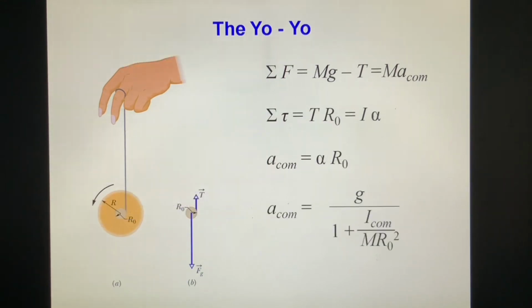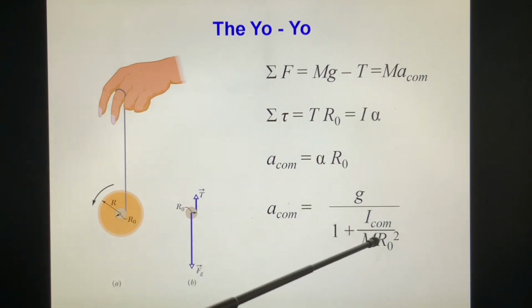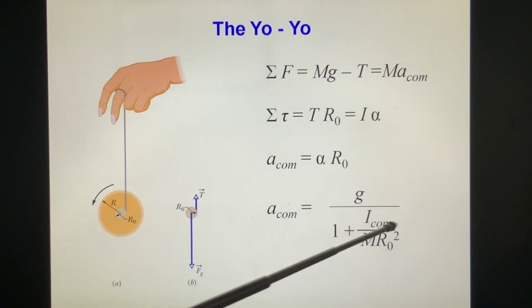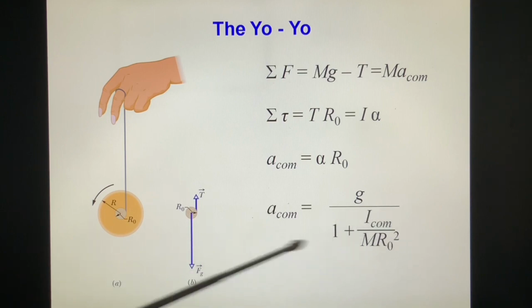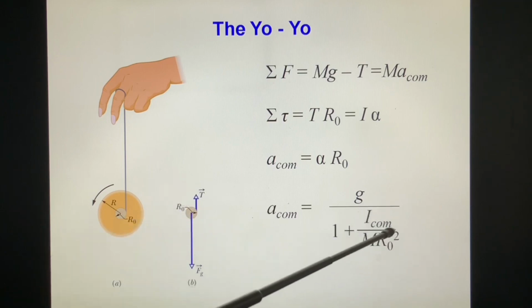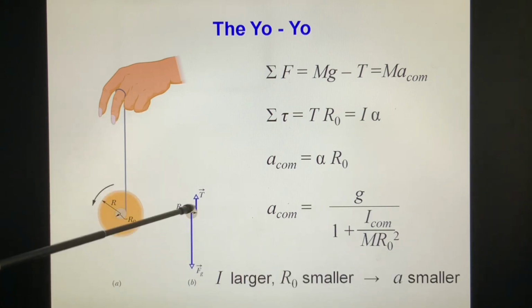We get a. Now, this a is similar to the a when rolling down the incline. You look at this one. When I_com is very large, the a_com is smaller. When R_0 is very small, this term is large, so the a is small. This is what we want. We want a very large I_com, very large discs on both sides, and a very small radius R_0.